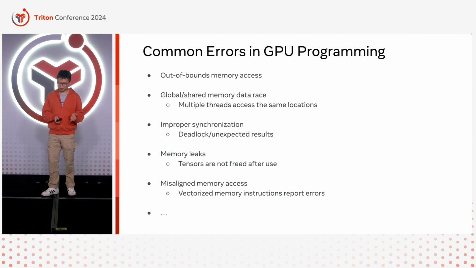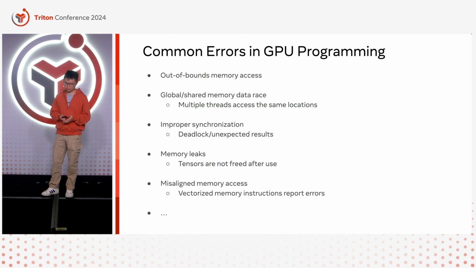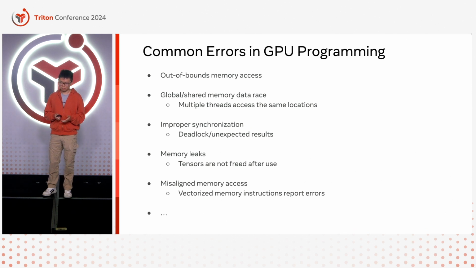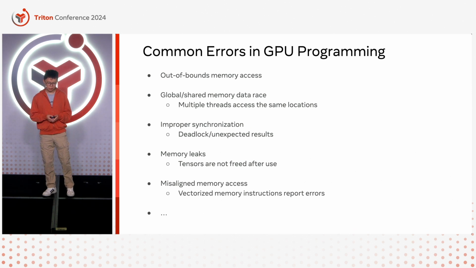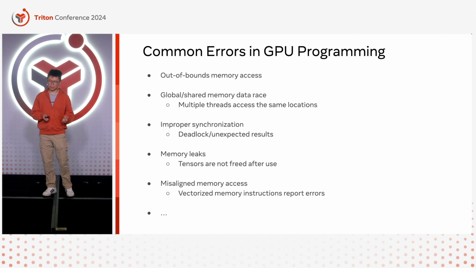In addition to out-of-bound memory access problems, there are also other problems existing in GPU programming, including the following. For example, global memory data race, which happens when multiple threads are trying to access the same location. In this case, the results you get finally might be incorrect, consisting of some values you don't expect. There could also be improper synchronization when you have producer and consumer pairs that try to produce values and consume them by other blocks. In this case, it's going to cause deadlocks.